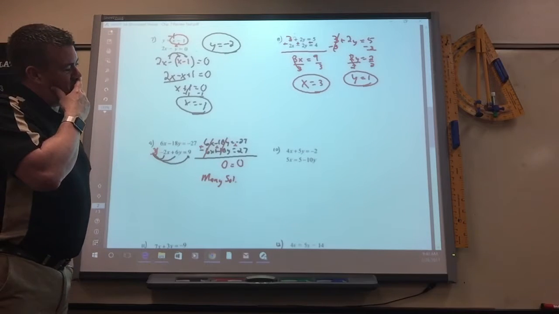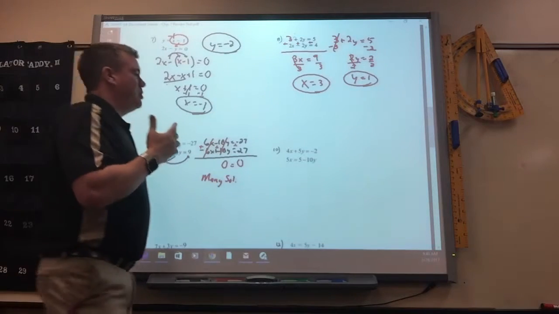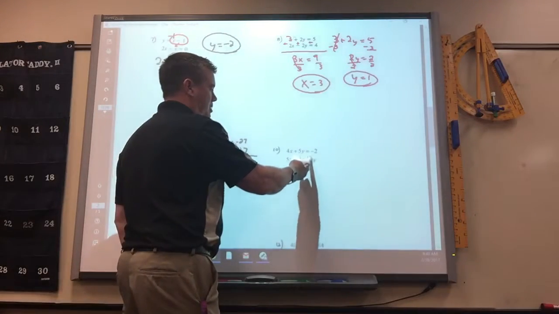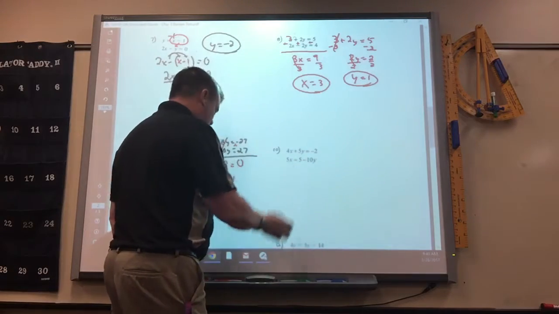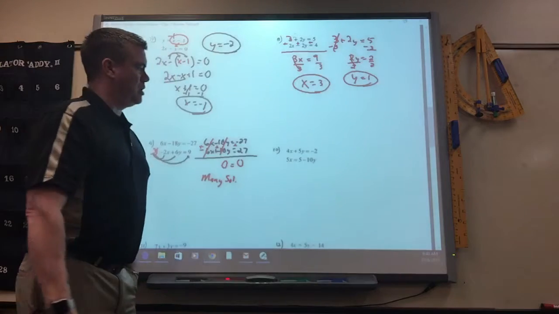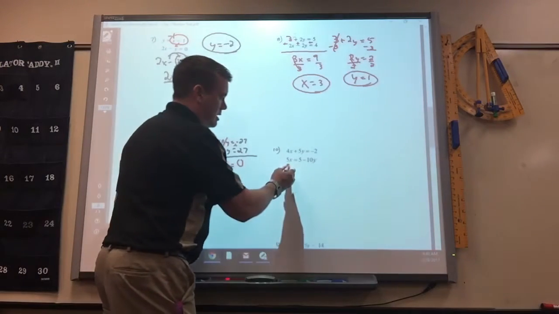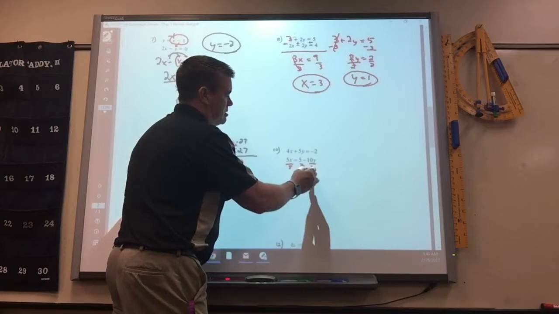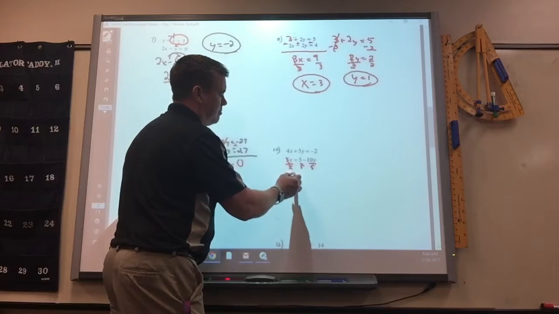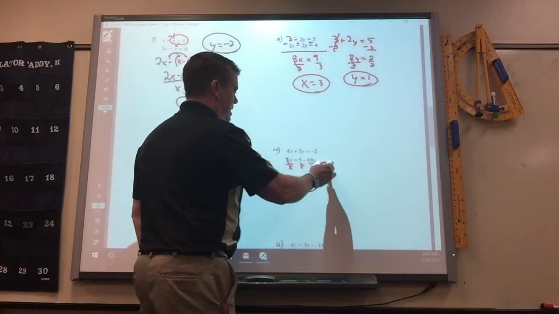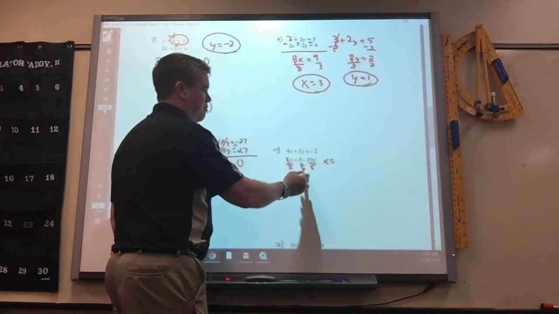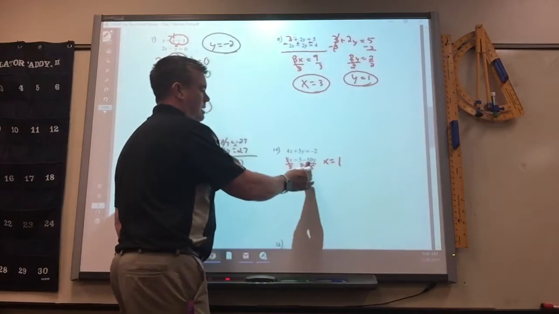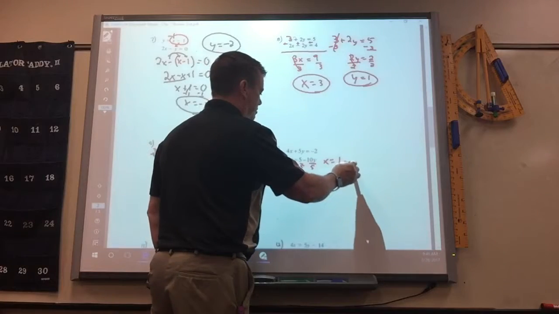So now this one, if you were to do elimination, you'd have to move this over. But this one actually is quick to do by substitution. I don't have the x by itself yet, but you could very easily by dividing by 5. So it'd be x equals 5 over 5 is 1, negative 10 over 5 is negative 2y.